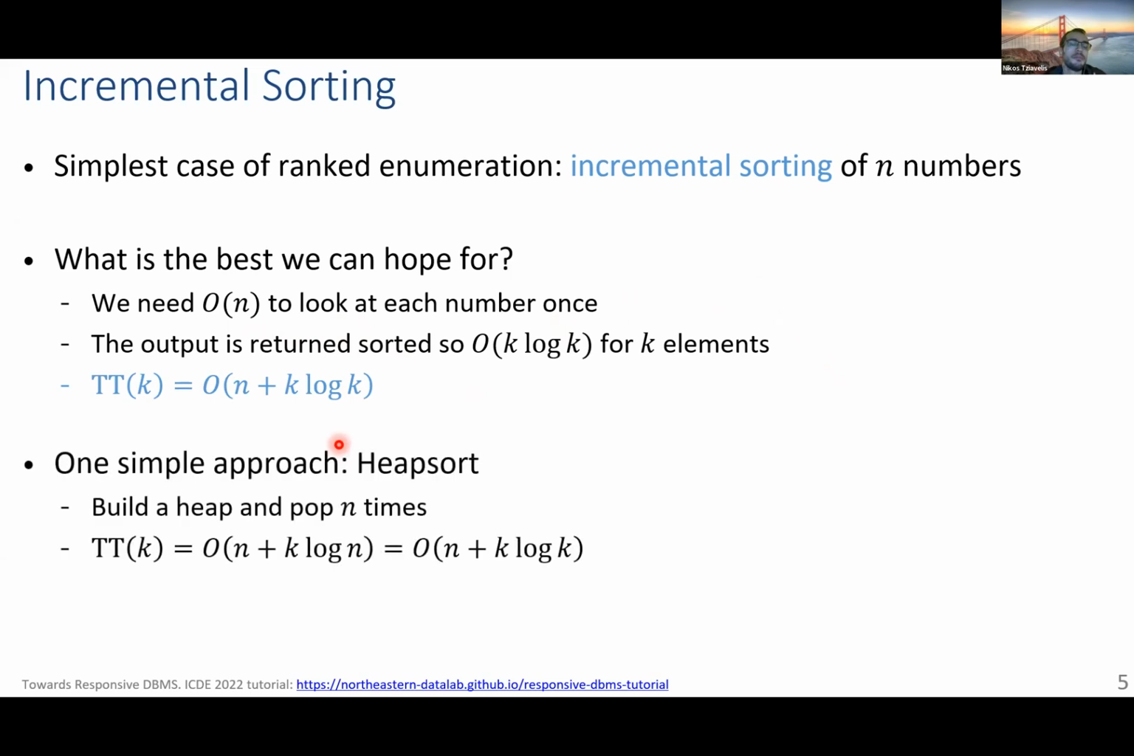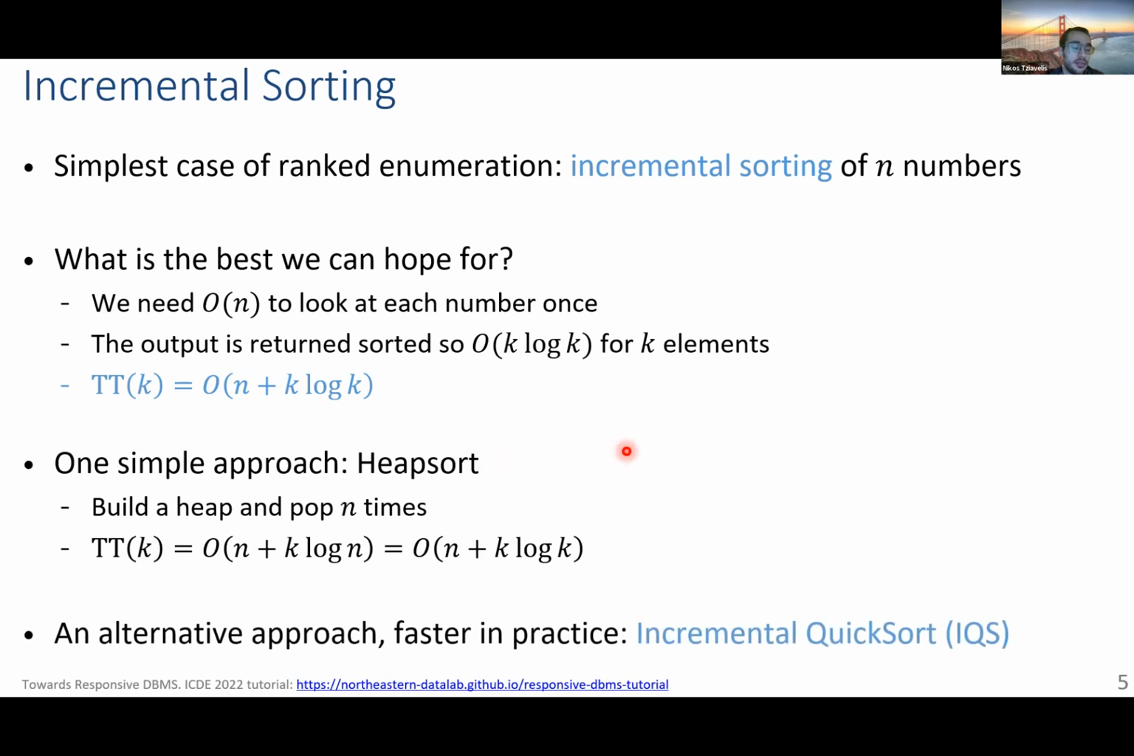And you might be thinking, okay, there's a simple way to do it. Heap sort: let's build a heap in linear time, and then we pop from the heap k times. And indeed, this achieves this guarantee. But a fact that's often underappreciated is that we can also make quicksort have this incremental behavior. There is an algorithm called Incremental Quicksort, or IQS.